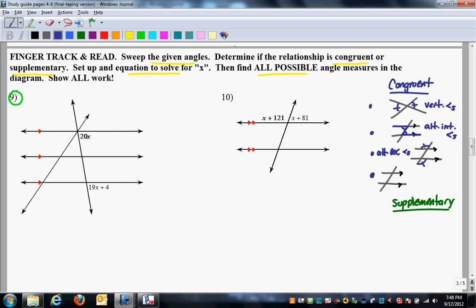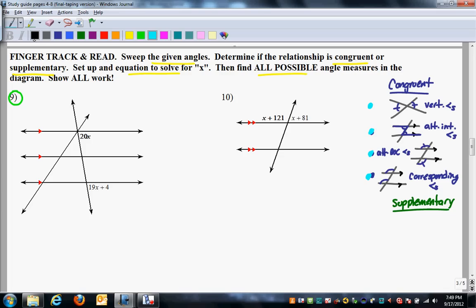And the fourth example is corresponding angles. One's in, one's out, same side of the stir stick. Those are called corresponding angles. Those are all congruent. So we have 4 examples, 1, 2, 3, 4, where angles are congruent.